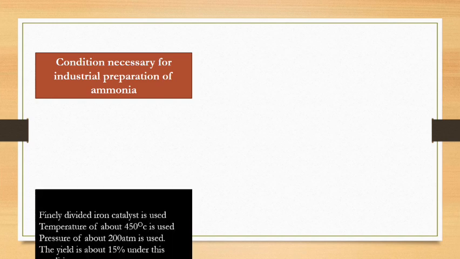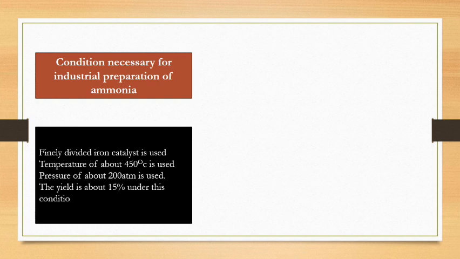Now let's quickly look at the conditions necessary for industrial preparation of ammonia. First, a finely divided iron catalyst is used, a temperature of about 450 degrees Celsius is used, a pressure of 200 atm is used. Then the yield is about 15% under this condition. So under this condition you get 15%. I've also talked about all this earlier.